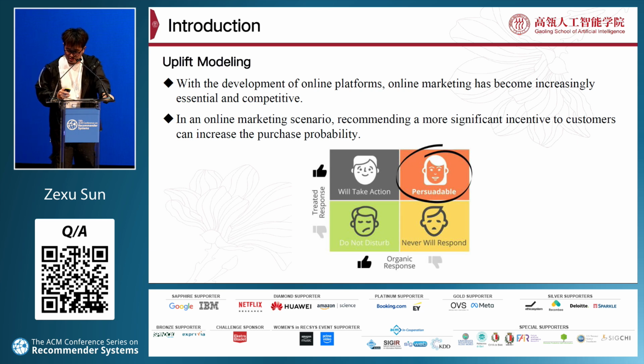In an online marketing scenario, recommending a more significant incentive to customers can increase the purchase probability. And it's reasonable to hypothesize that an increased incentive is unlikely to change the spending behavior significantly. However, the incentive recommendation is often constrained by a limited budget, which means only a part of the people can receive the incentive, that is the persuadable person in the figure. This problem is typically formulated as the budget allocation problem in online marketing.